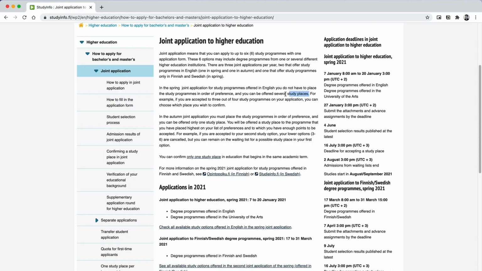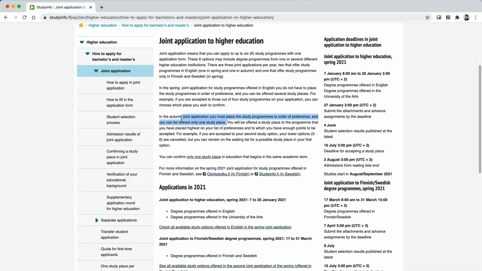So as mentioned, when you apply using a joint application, you can apply to up to 6 different degrees with the same application form. What is important to note is that when you apply to English taught programs using the spring joint application, you do not have to place the programs that you apply to in an order of preference. In addition, when using the spring joint application, you may be offered several places of study at the same time. However, because in Finland you can only accept one place of study per term, if you are accepted to multiple degree programs with your spring joint application, you have to choose which place you wish to confirm.